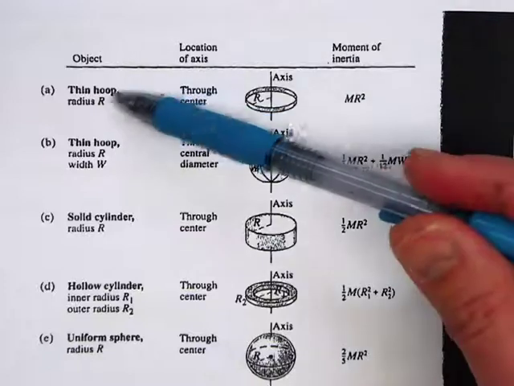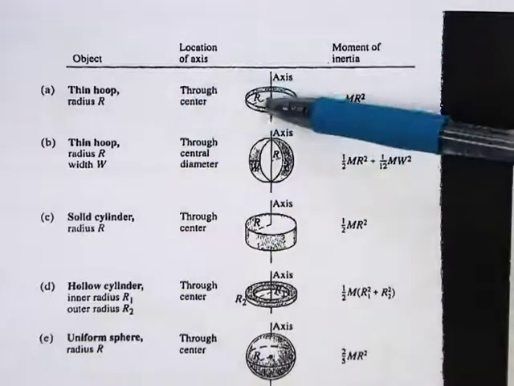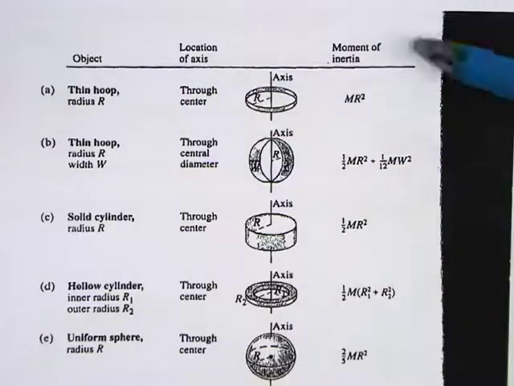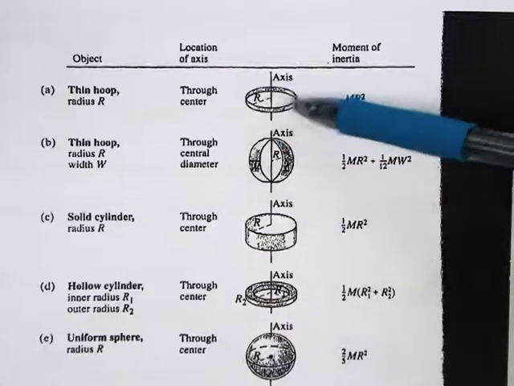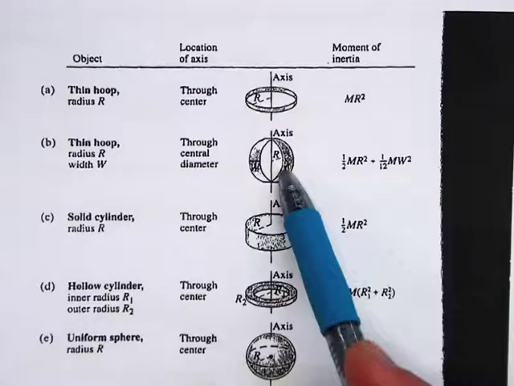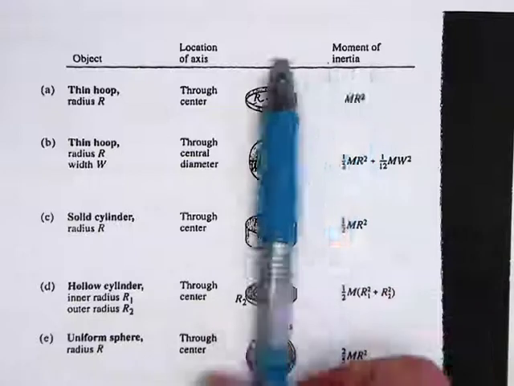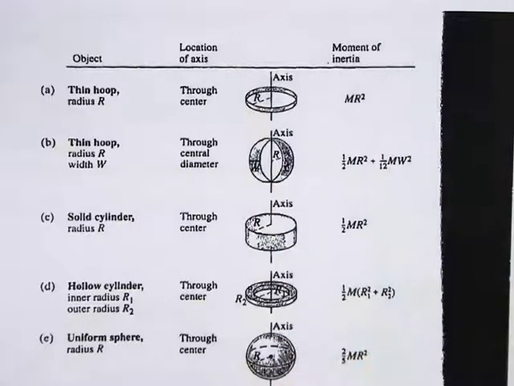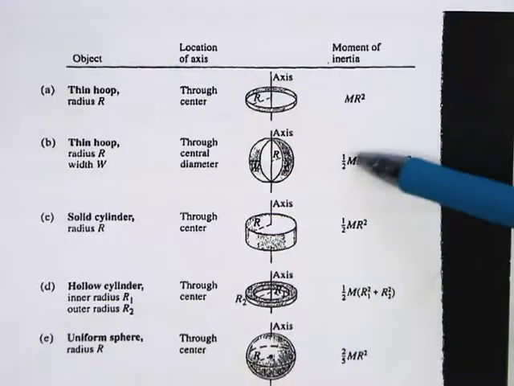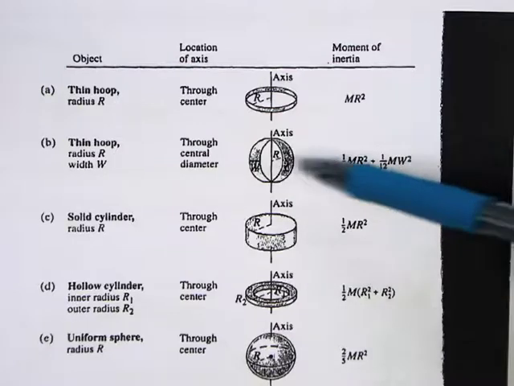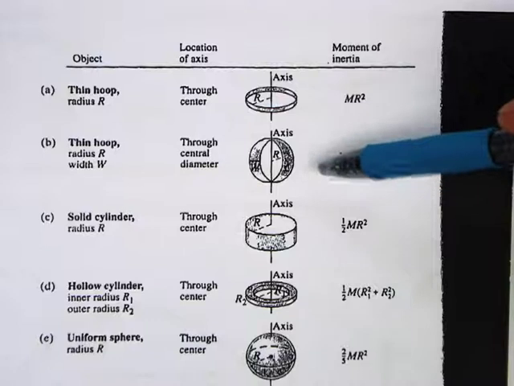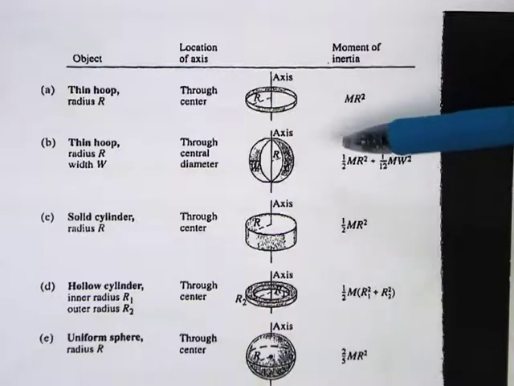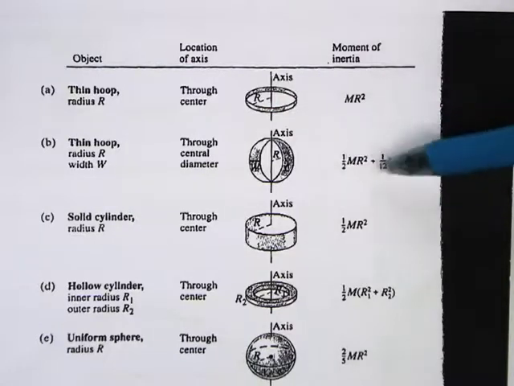So a thin hoop, radius r, through the center, so this is rotating about the center, its moment of inertia will be the mass of the hoop times r squared. All the mass is distributed at the same r. But if you take that hoop and put it up on its end and rotate it vertically about its axis, its moment of inertia becomes 1/2 m r squared plus 1/12 m w squared, where w is the width of the hoop. So notice, if you change the orientation in which you're rotating the object, the moment of inertia changes.